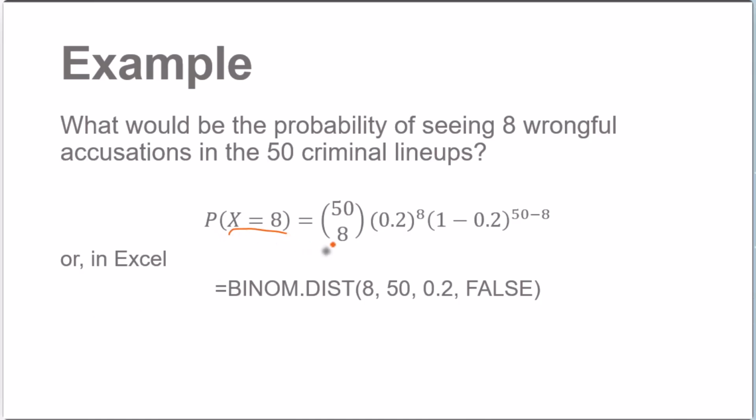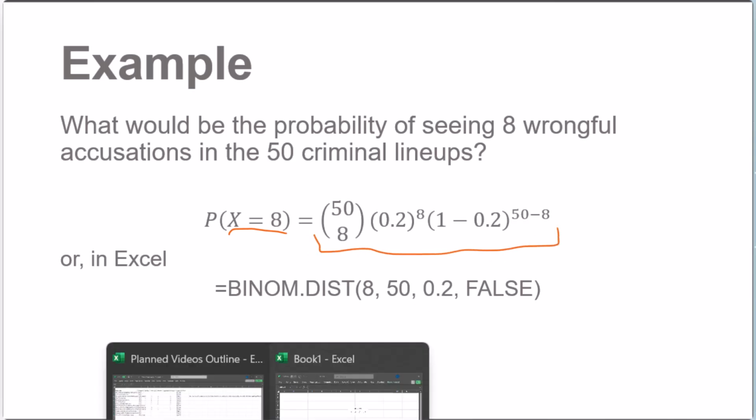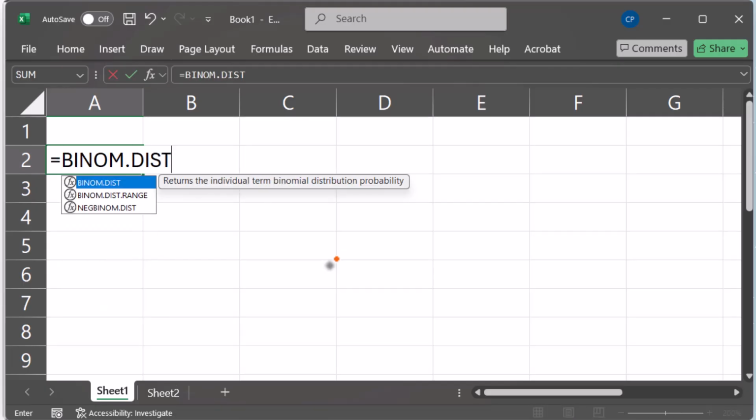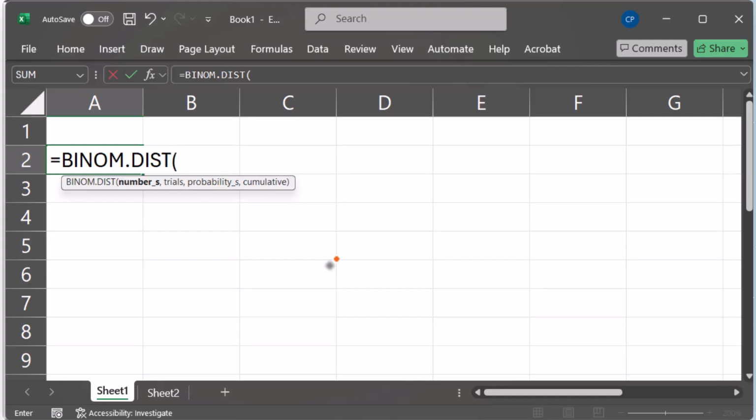If we did this with the algebraic formula, it would look something like this, but I'm going to calculate this in Excel. So I'm just going to go to an empty cell, I'll do equals, and I'm using BINOM.DIST. This stands for binomial distribution, and then I'm going to do parentheses to start. You'll see that in Excel, it tells me the first input here is number_s. That stands for number of successes. This is my x value. In this particular case, this is 8 because I want to know what is the probability of 8 successes, comma.